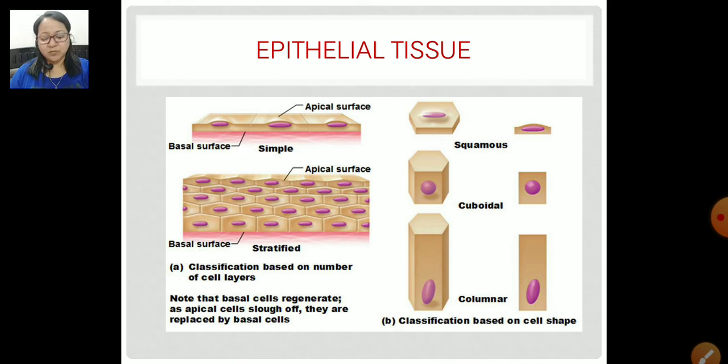Glandular epithelium produces a number of substances and releases them. So this is about the epithelial tissue of animals. Next tissue.